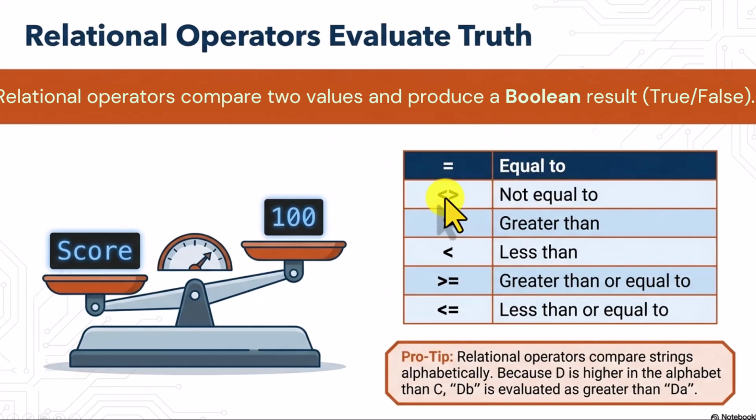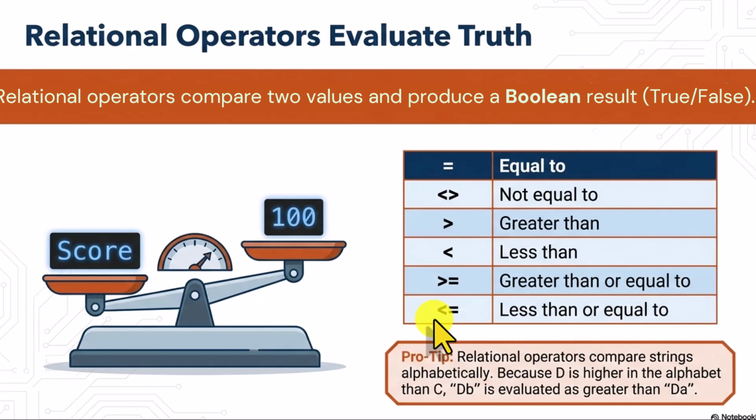And not equal sign for pseudocode, this is the sign. But in different programming languages we use different things. For example, in Python we use exclamation mark equal for not equal. Then greater than, less than, greater than or equal to, less than or equal to. So you have to work on them, and you already know them.